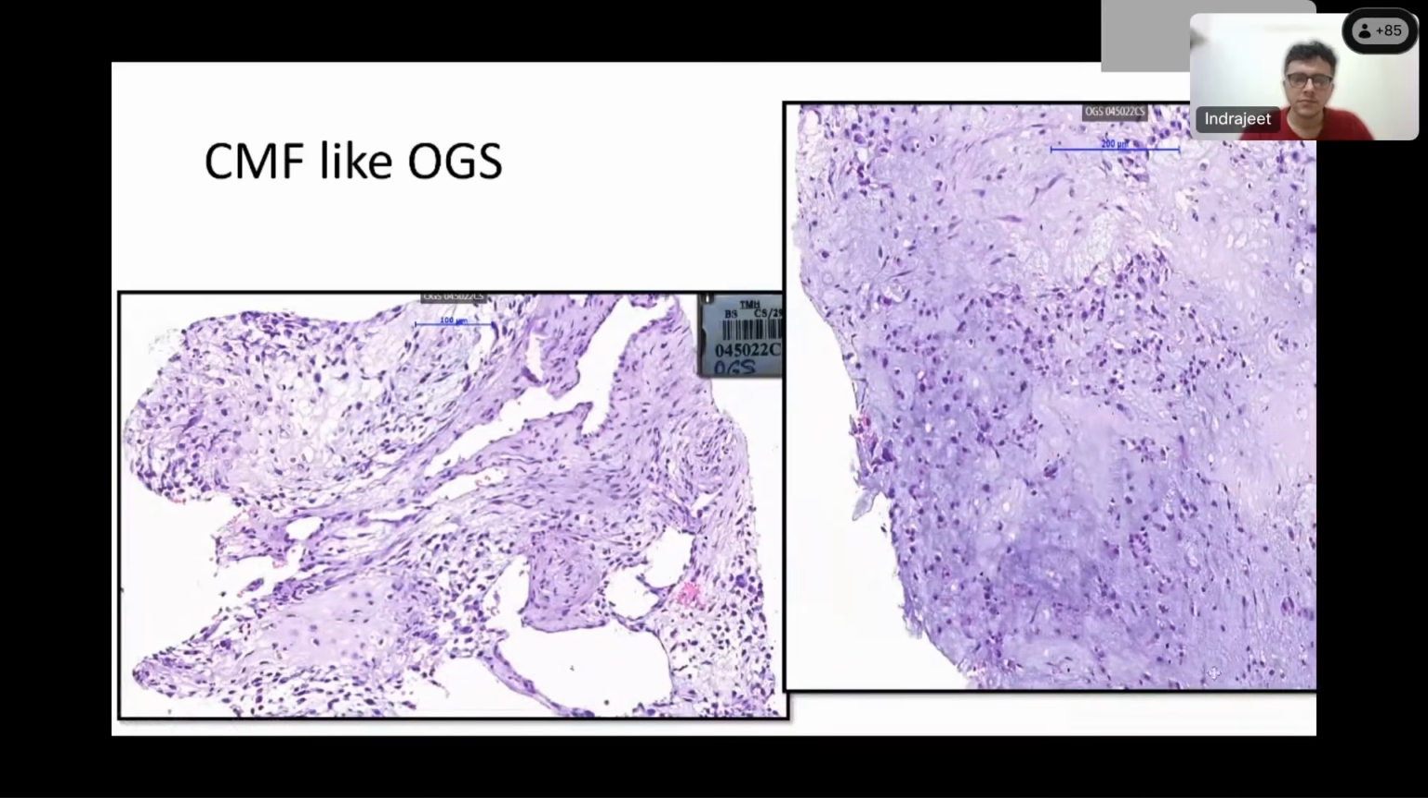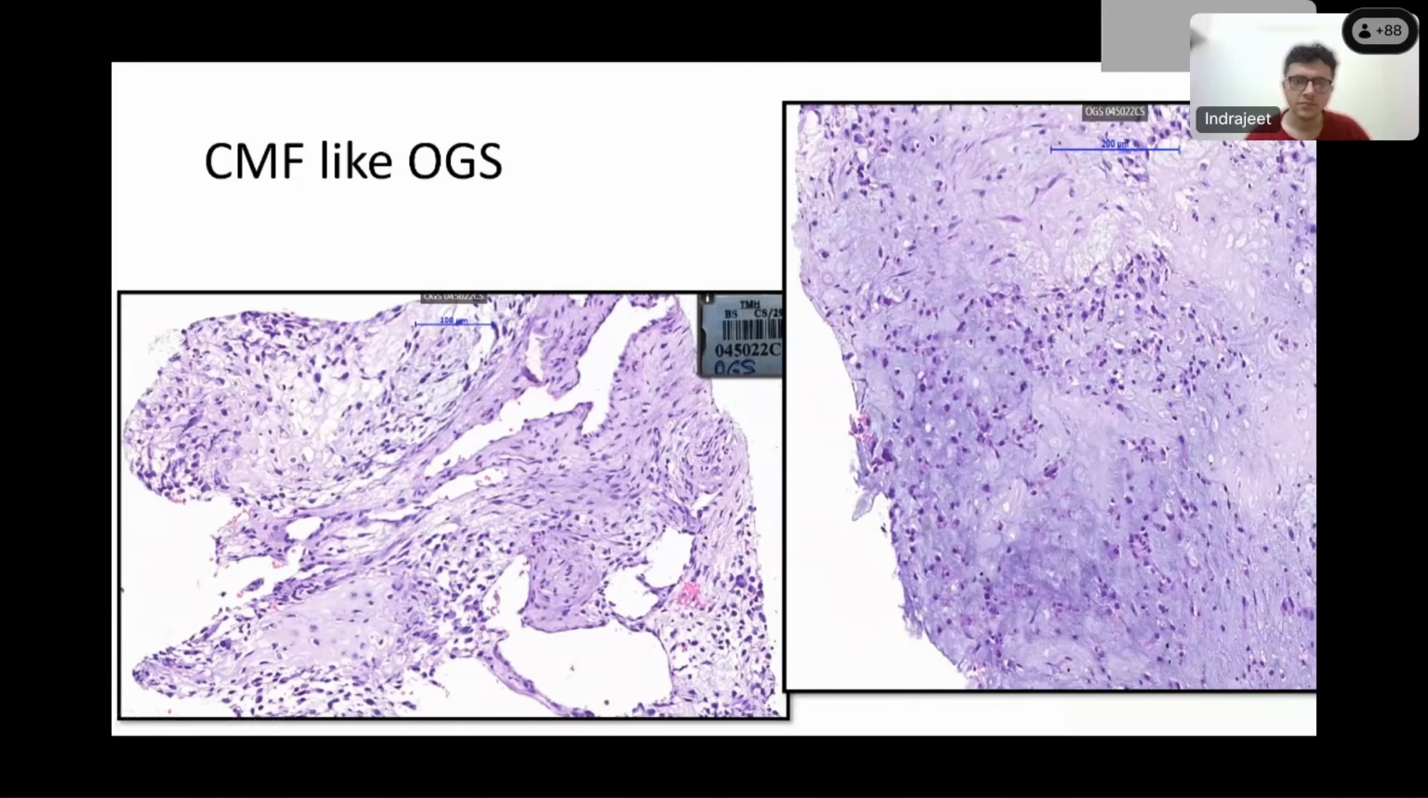Now when you go on a higher power, you start to see that these tumor cells, which on low power could appear benign to you, have hyperchromatic nuclei. There is anisonucleosis. That can be the first roadblock: if you don't pay attention to the cellular details, you might just call this a chondromyxoid fibroma, because that is how chondromyxoid fibromas look. And here the osteoid matrix has started to come back. So this is a chondromyxoid fibroma like osteosarcoma.